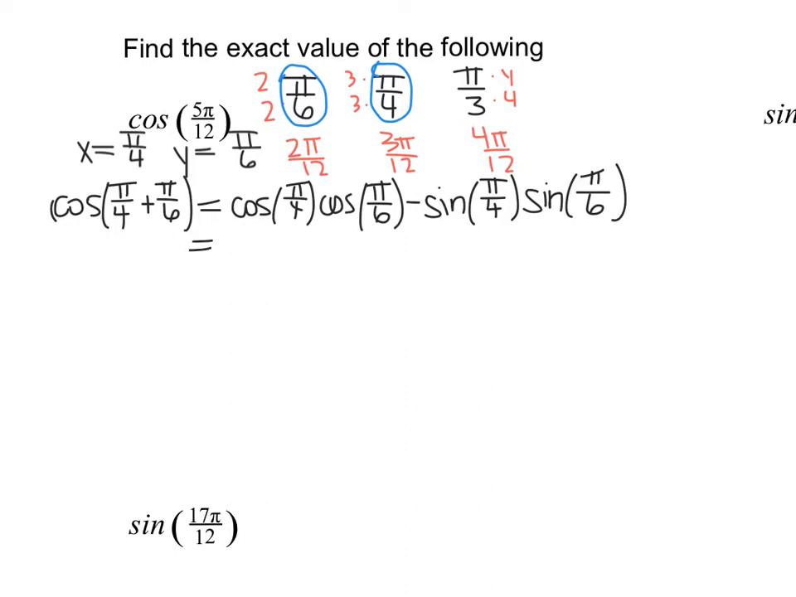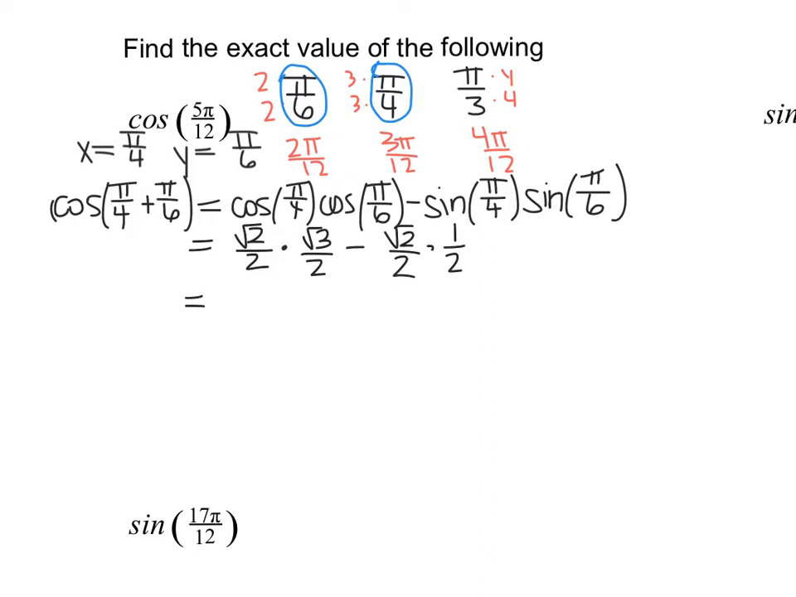cosine of pi over 4 is radical 2 over 2 times the cosine of pi over 6, which is radical 3 over 2, minus sine of pi over 4, which is radical 2 over 2, times sine of pi over 6, which is 1/2. It's going to be very important in this section of notes that you have your unit circle handy while you're doing these problems.